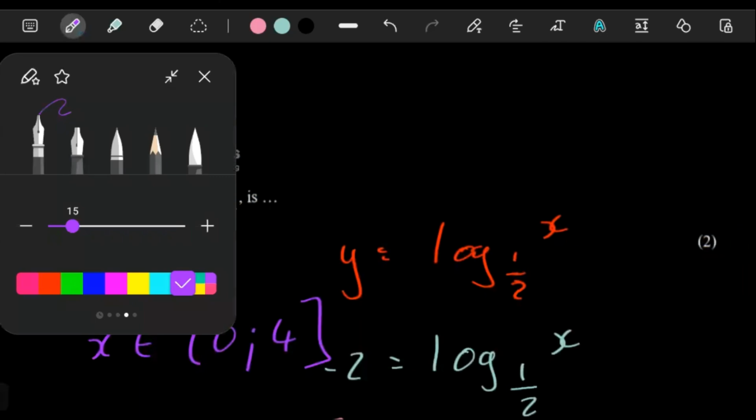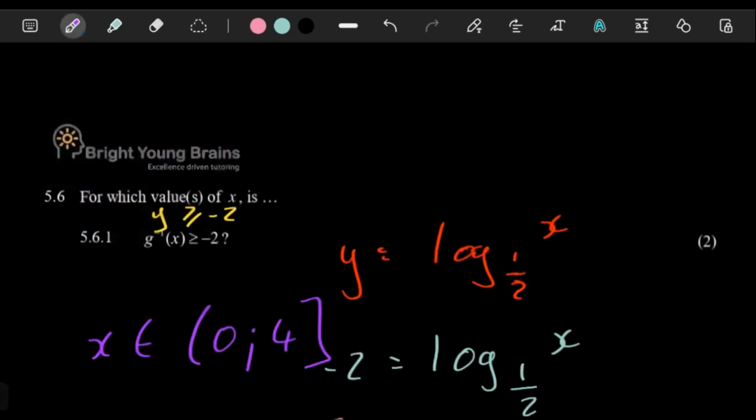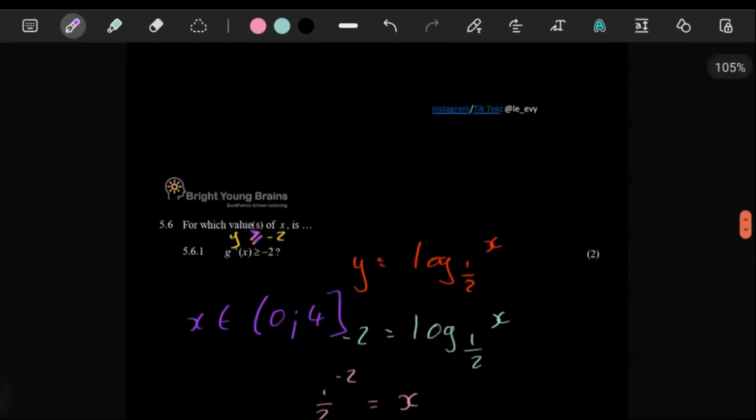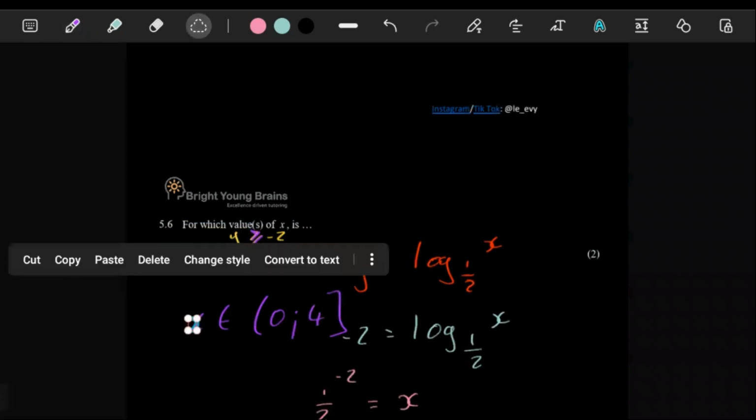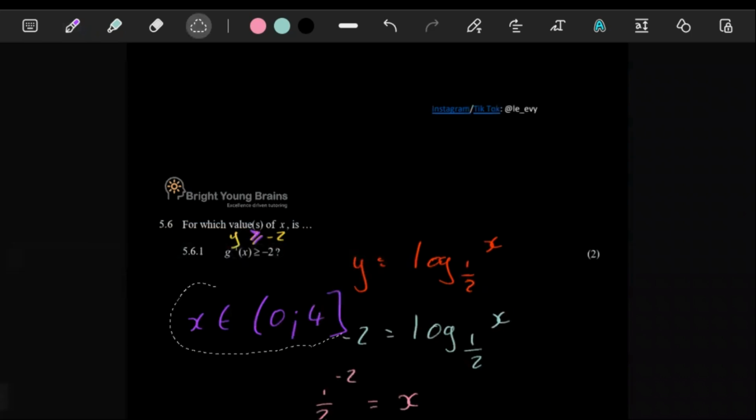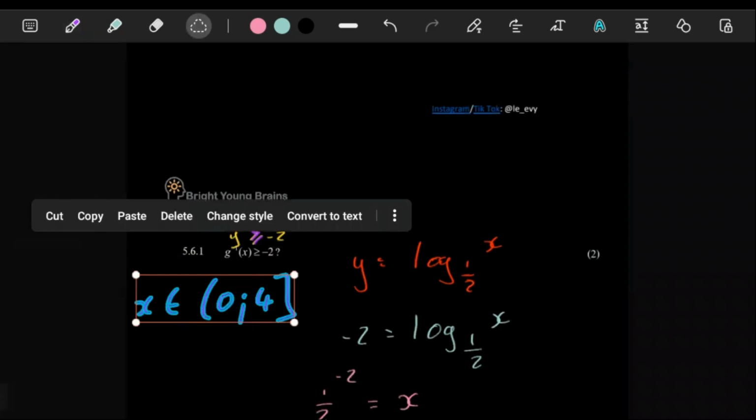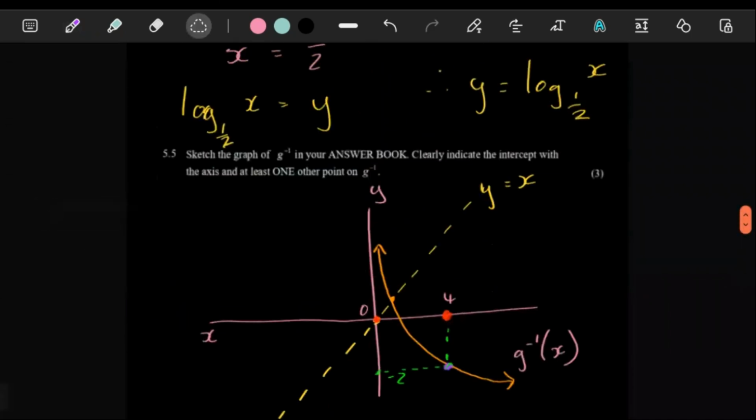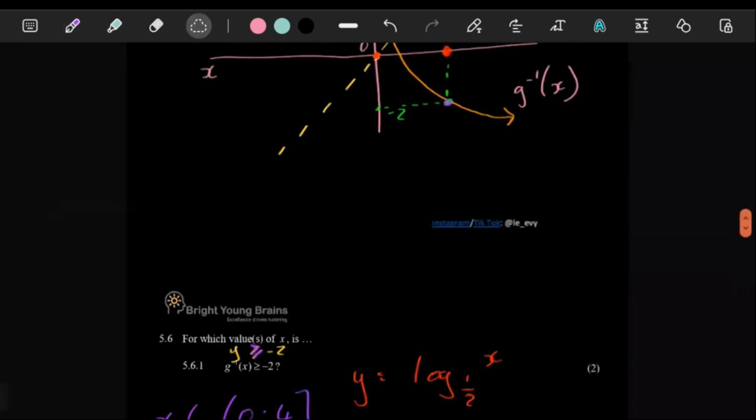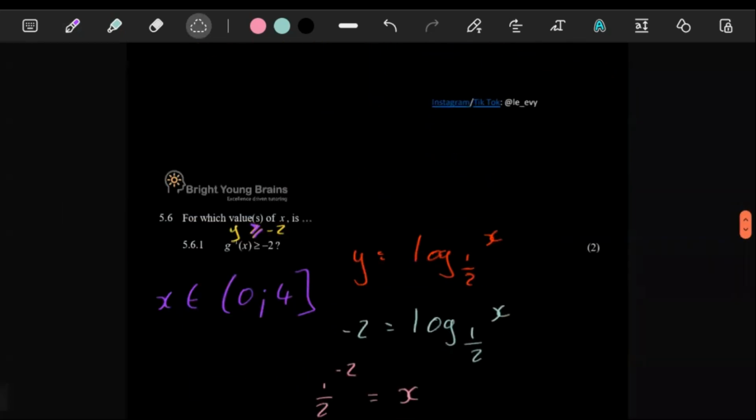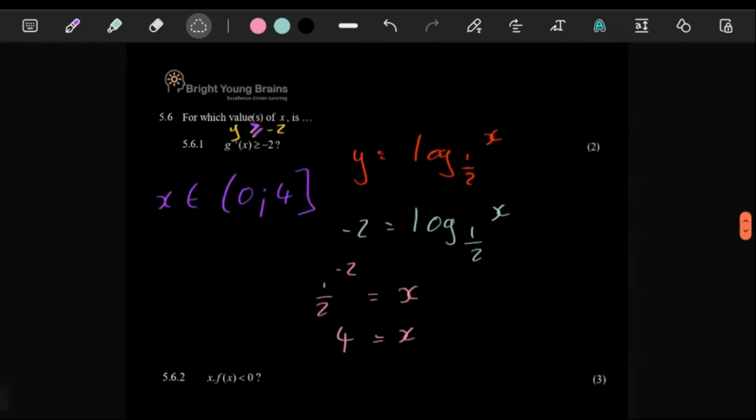You see, the question wants us to get where it is above -2 or where it is equal to -2. So that's how we answer this question. We have to put the square bracket for the 4. The reason we're putting the round bracket for the 0 is because specifically at 0, the graph will never touch 0, you see. So we're saying between 0 and 4, where 0 is not included, the 4 is included.